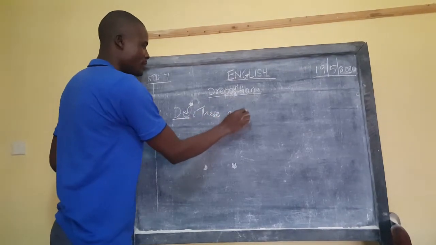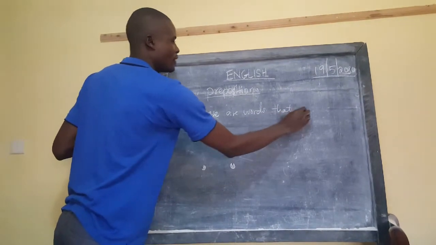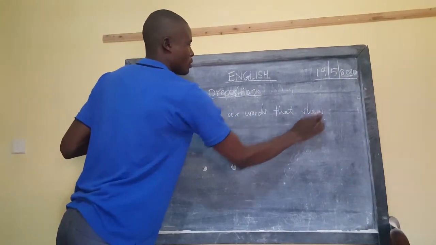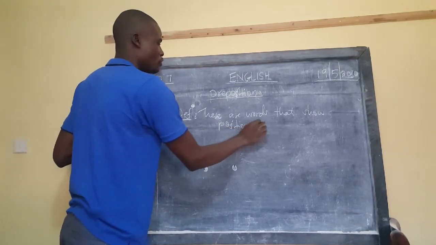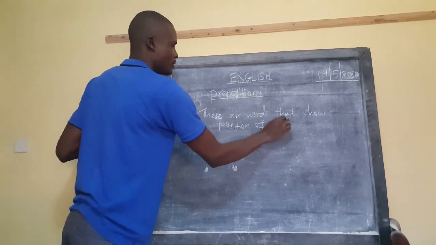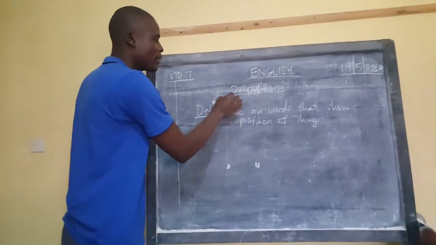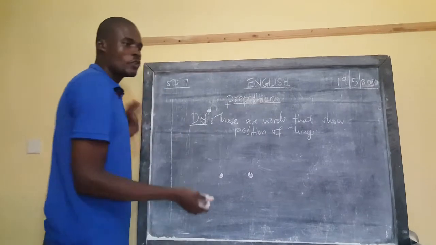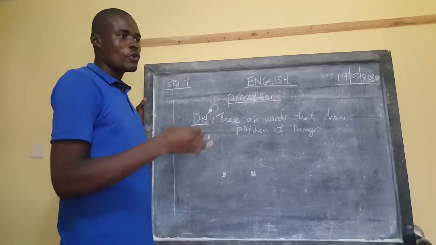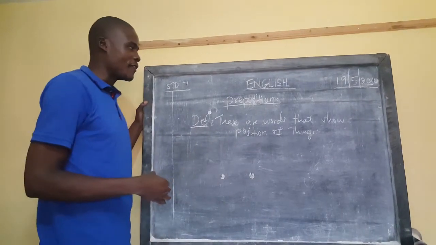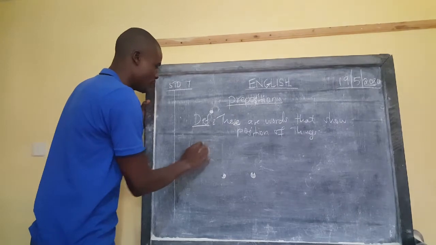These are words that show position of things, just to make it precise. From the word preposition, they come before a word to show its position in the matter. Let's look at some few examples.